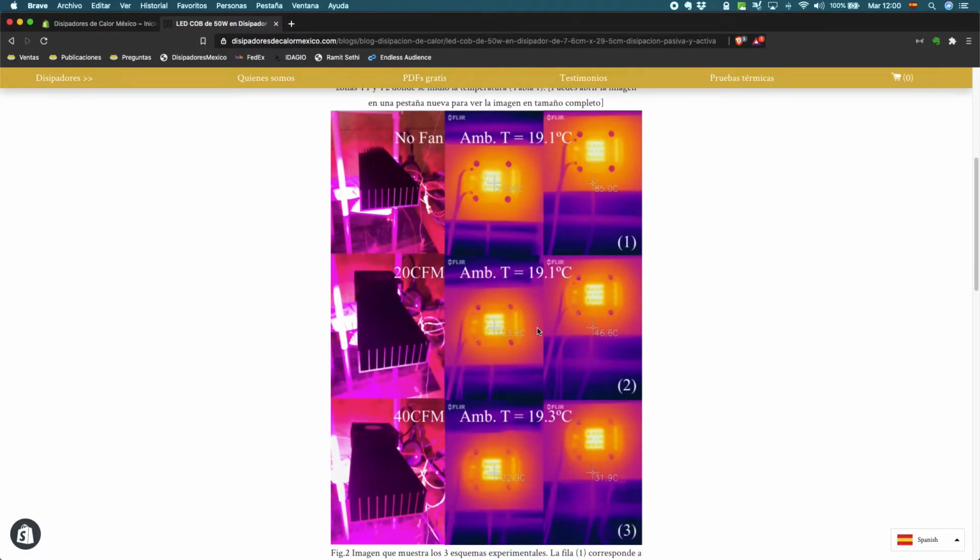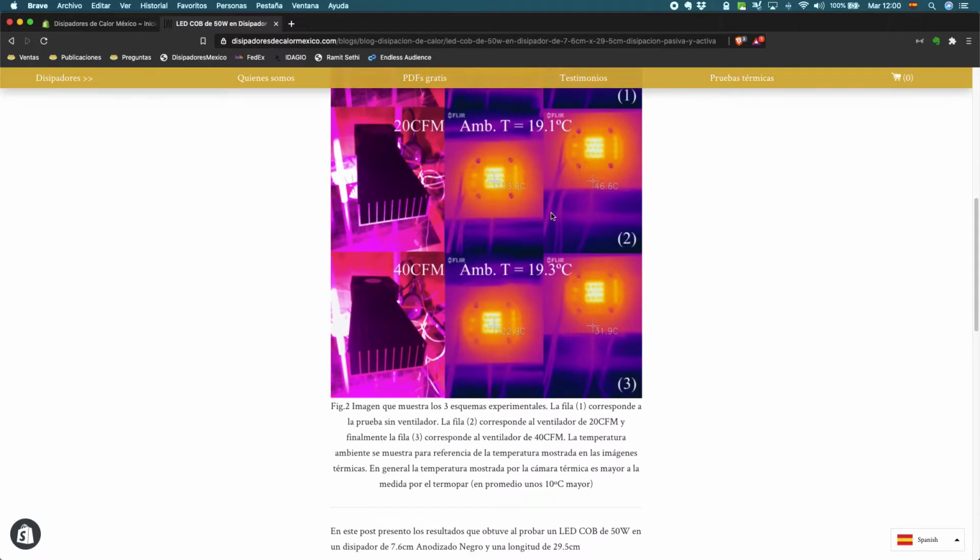This is a complete image of all the types of dissipation that I used for these measurements. There are three cases: no fan, a fan of 20 CFM, and a fan of 40 CFM. I put here the ambient temperature so you can have a reference for the temperatures taken by the thermal camera. The temperatures that really interest me are the ones taken by the thermocouple, and I will address this at this moment.